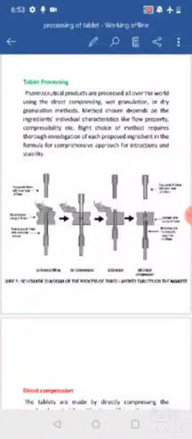So here you can see in the diagram, the down part is known as the die, and the upper part is known as the punch. In the middle, you place the granules or the powder in the die, and this is known as the hopper. You compress the powder, it attains the shape of a tablet, and then it is ejected. So this is the normal process of the tablet which you are going to prepare.